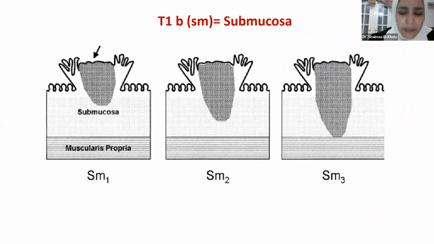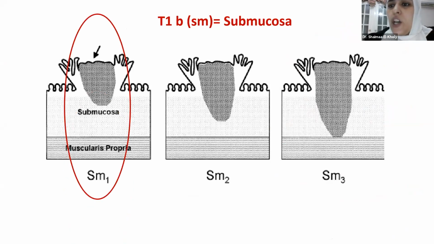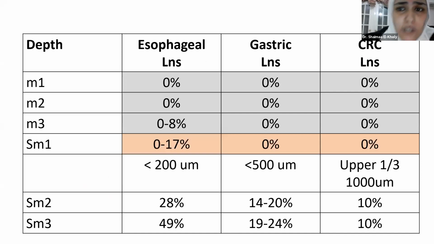Because the submucosa, they have classified T1b into 3 layers: the first third of the submucosa, the second third of the submucosa, and the third third of the submucosa. And actually, what's debatable is the first, which is SM1. This is the first third of the submucosa, which can be liable for endoscopic resection. But on what basis do they choose that T1a and T1b SM1 are candidates for endoscopic resection? It's all about the risk of lymph node invasion.